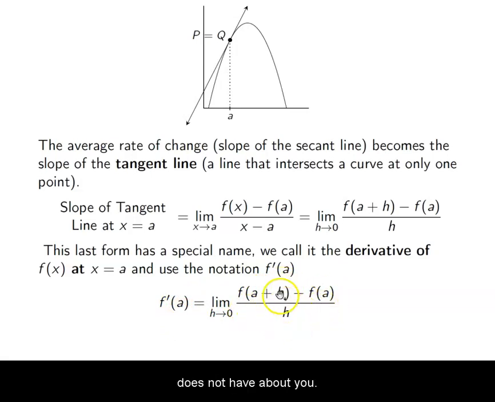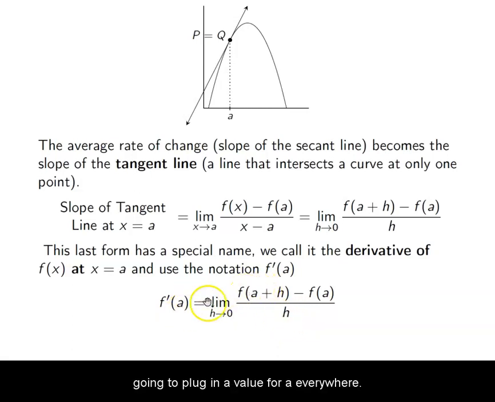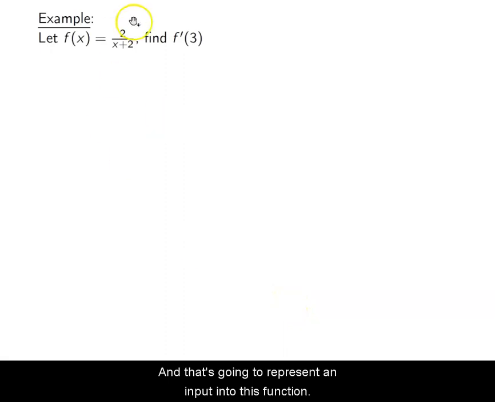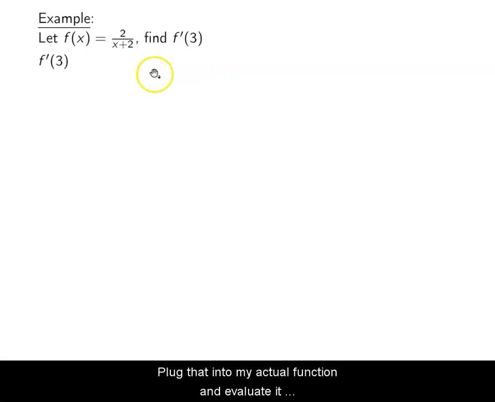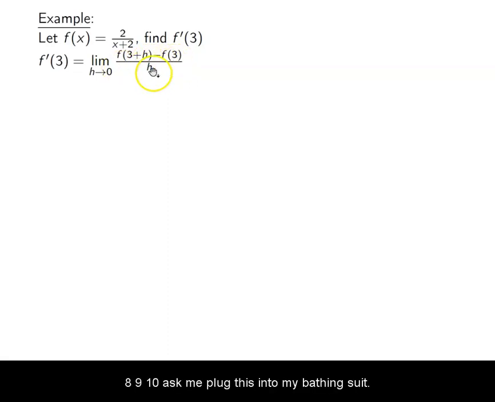h does not have a value. It's what I'm looking at going to 0, so I'm not going to plug in anything for h. I'm going to plug in a value for a everywhere, and that's going to represent an input into this function. Plug that into my actual function and evaluate it everywhere. So my limit will become f of 3 plus h minus f of 3 over h.